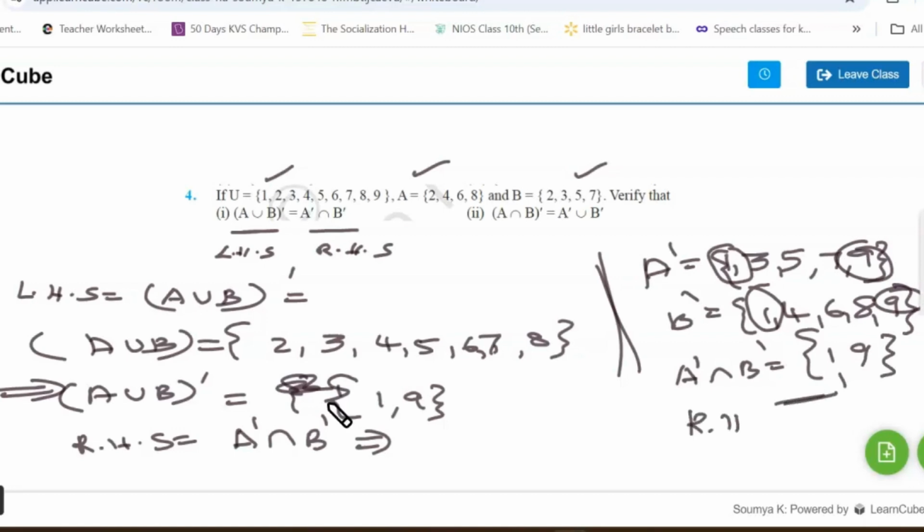So when you check, the left hand side and right hand side are the same. Here the left hand side is this 1, 9 set and the right hand side is also the 1, 9 set. So both are same. LHS equals RHS.